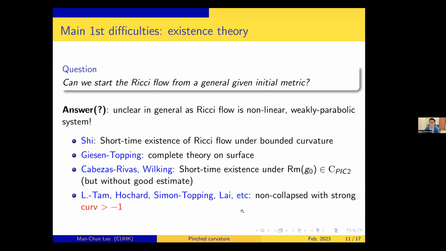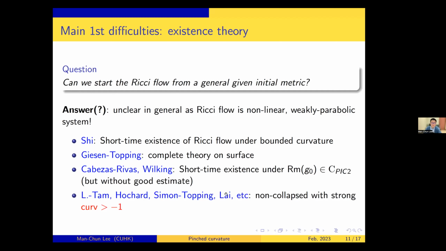And there has been a lot of progress recently, in these two or three years, by myself and Tam, Hodge, Simon, Zhouping, Lai Yi, and also a result of Wilkin and Kavisi, and Esther and Bama. All of us are considering long collapsed manifolds with a really strong curvature condition. But this is not our key part today, so let me not emphasize too much.